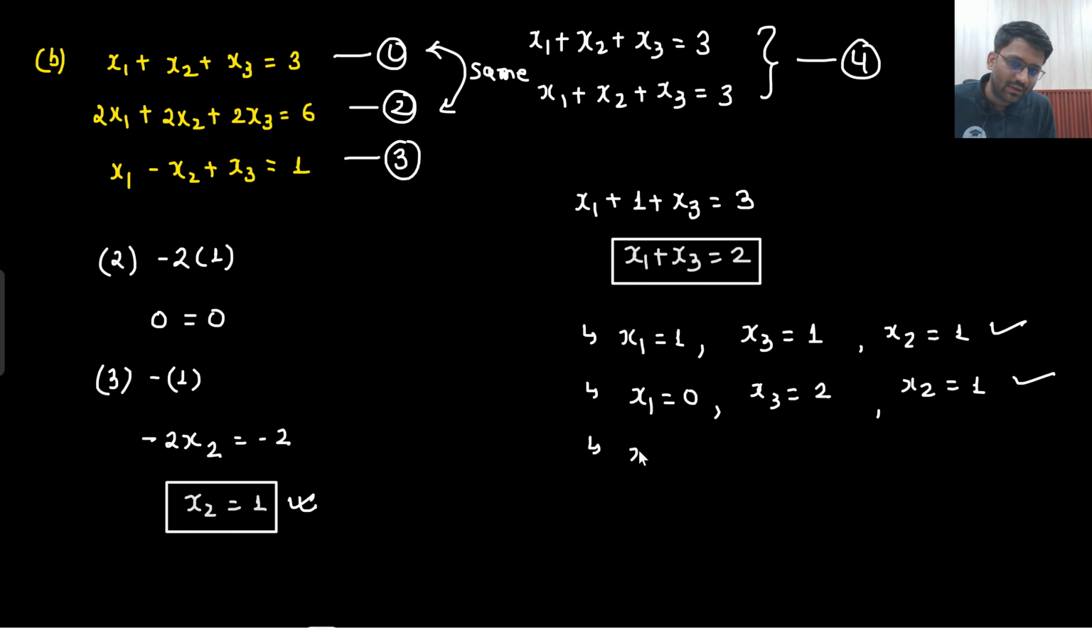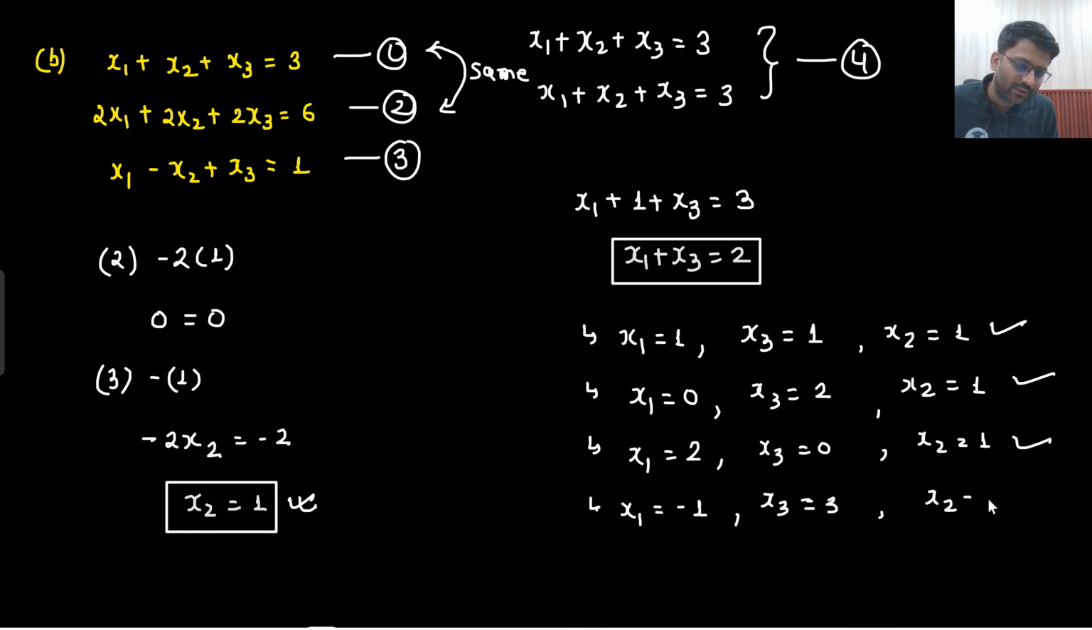What if I do x1 equals 2, x3 equals 0 and x2 equals 1? Put these values in these equations, and all the equations will be satisfied. What if I take x1 equals minus 1? Then what will be the value of x3? x3 will be 3 and x2 equals 1, which is fixed. So this will also be satisfied. Put x1 equals minus 1 here. Minus 1 plus 3 will be 2. 2 plus 1 will be 3. Put it again here.